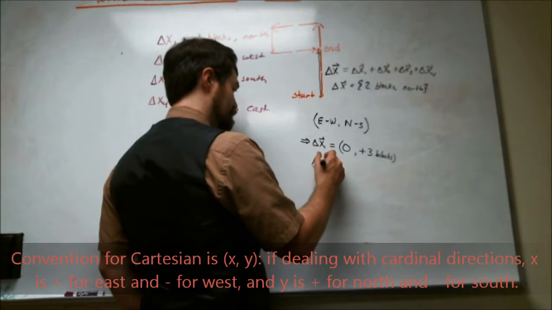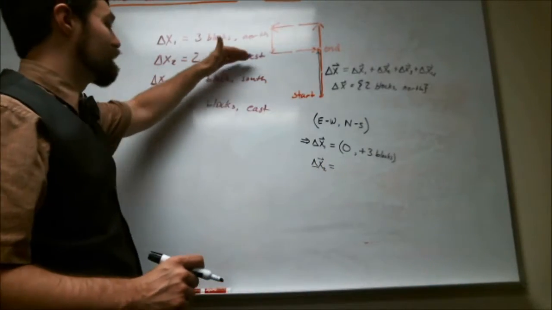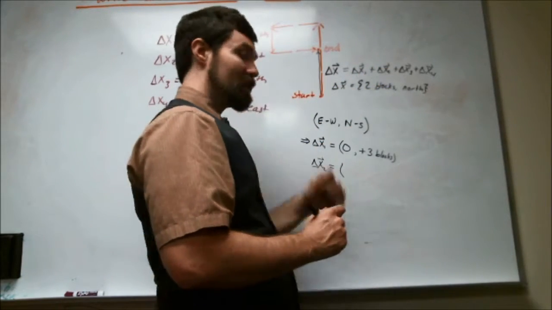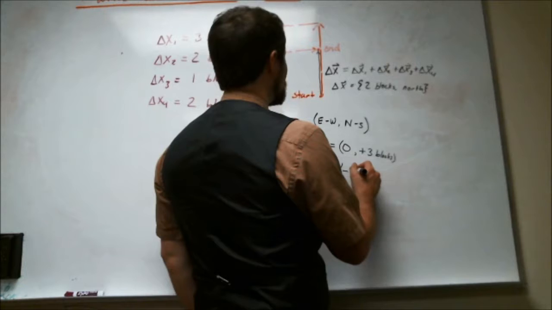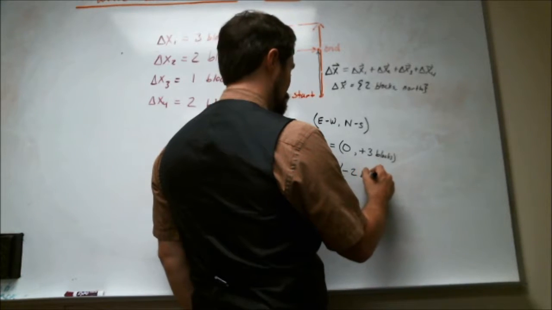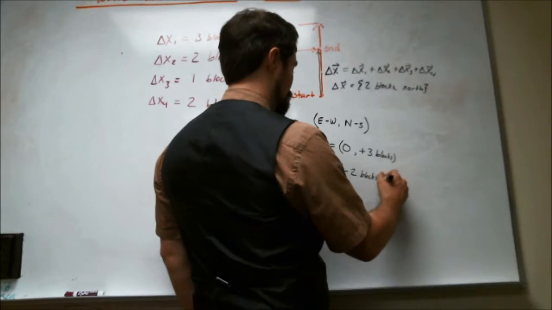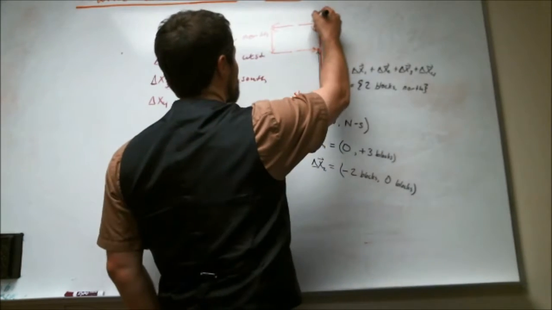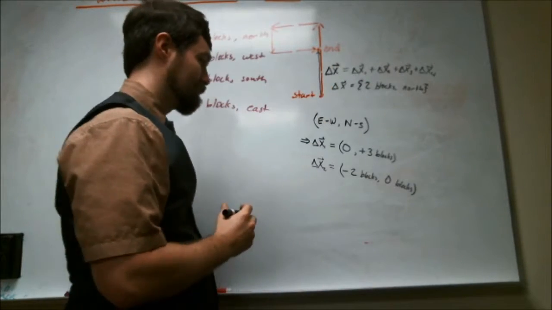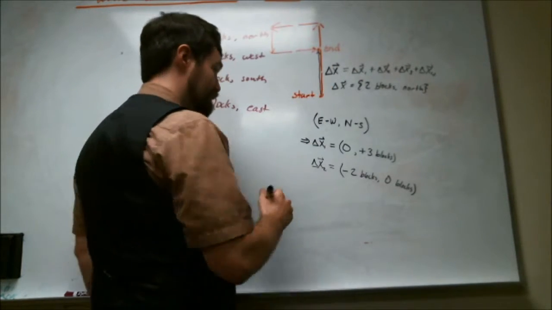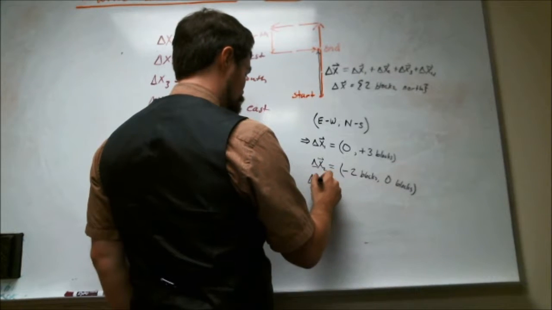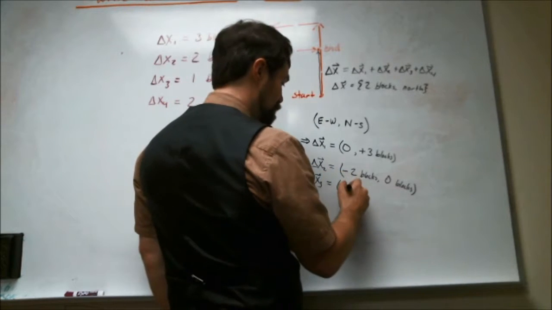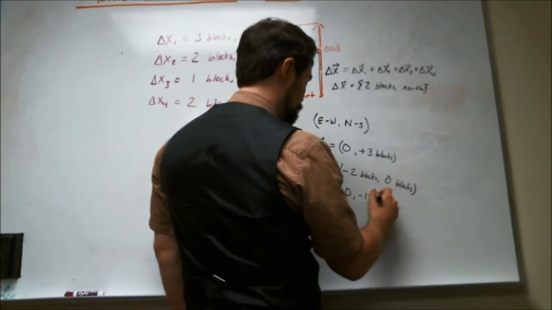For x2, it's 2 blocks, comma, west. So we'll say east is positive, west is negative, so this is negative 2 blocks, comma, 0 blocks. That's this part right here. Okay, third, there's the delta x3. And it was entirely south, and it was just 1 block. So 0, comma, minus 1 block.